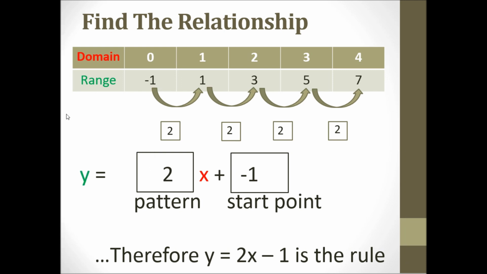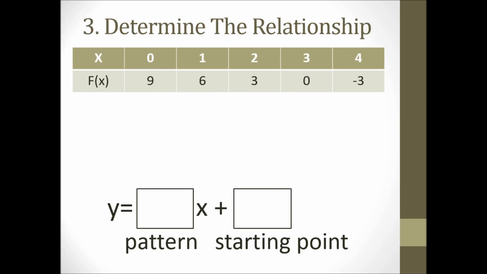Range, dependent, range, output, range, Y values. Domain is going to be your X. Domain is going to be X values. Domain is going to be independent, and domain is also input. So they all mean the same thing. So now back to number 3. Here it says f of x instead of y because f of x is another way of writing y. So just throwing that out there.